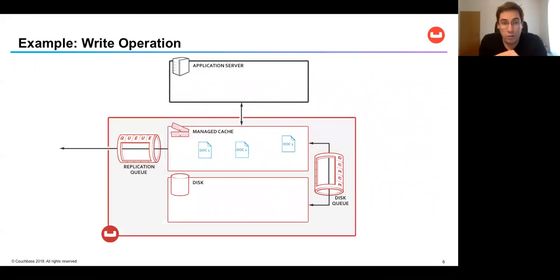And here's an example of how we would do write operations. So for example, you create a document in your, let's say, Java application, and then you call the upsert method on the SDK. What happens is, of course, we send it over the wire to the server, and then it lands in the managed cache, our KV layer. Once it's there, it will acknowledge the write to the application itself, and then it will asynchronously send the operation to the replication queue, asynchronously to the disk queue, asynchronously to the secondary indexing engine, right? So all of these steps are happening asynchronously, and obviously they can also happen over the cluster, right? So the replication queue will eventually send the operations to the replicas on other machines, right?